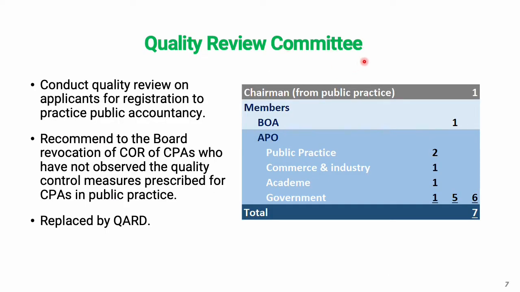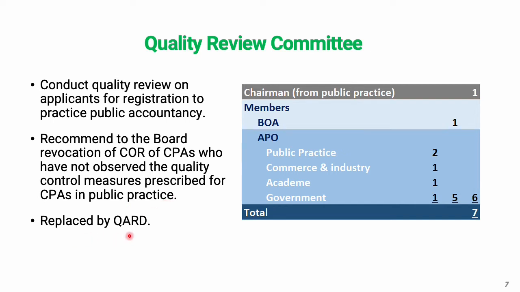So next, another committee or council, we have the QRC or the Quality Review Committee. So who is in charge to conduct quality review on the applicants for registration to practice accountancy. So these are the ones who inspect the quality of audit made by different auditing accounting firms, okay, so CPAs in public practice. So they recommend to the board the revocation of COR of CPAs who have not observed the quality control measures prescribed for CPAs in public practice.